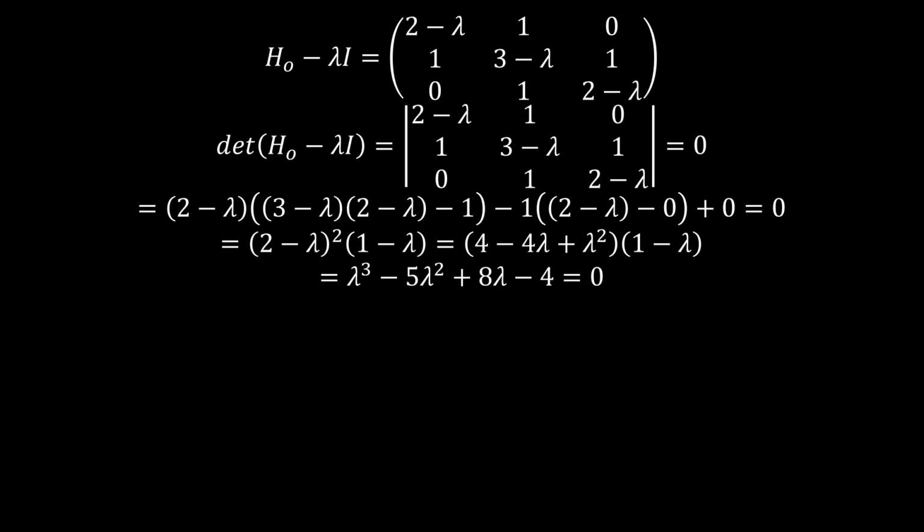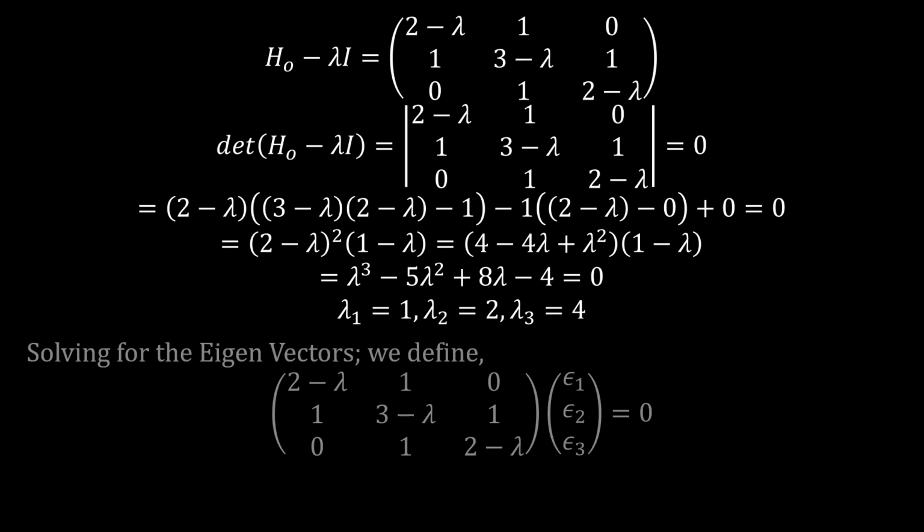If we solve this cubic equation, we can use the trial and error method. So we just try values that will give us 0. We have these three values that solve the equation. So our eigenvalues are 1, 2 and 4.